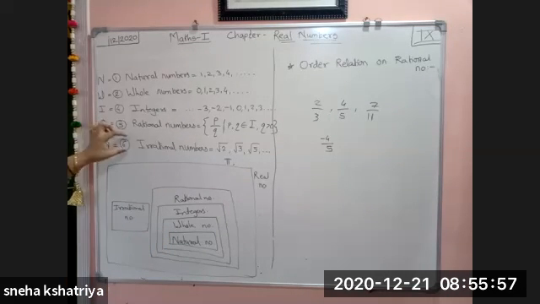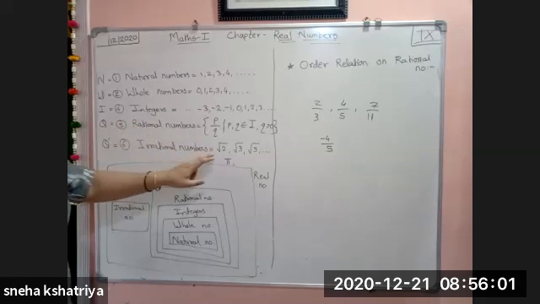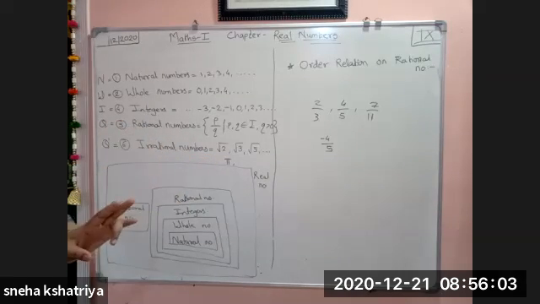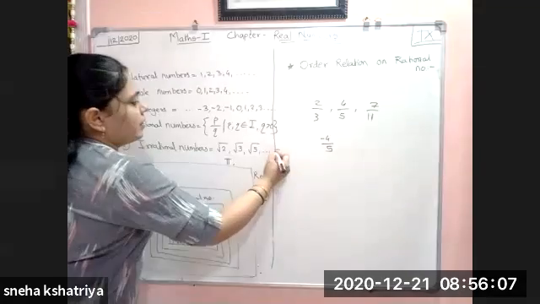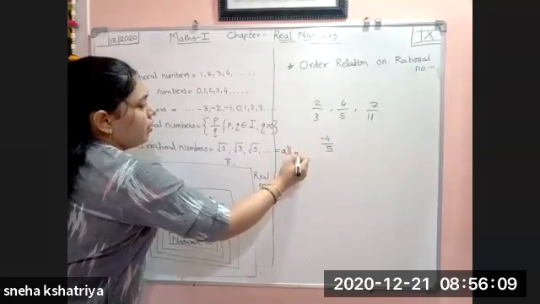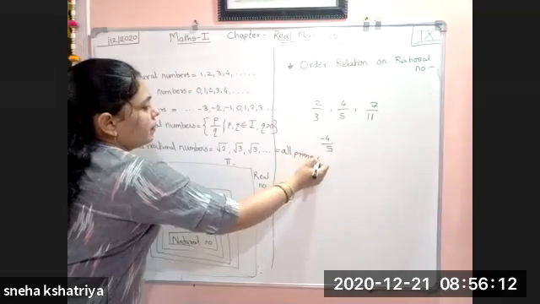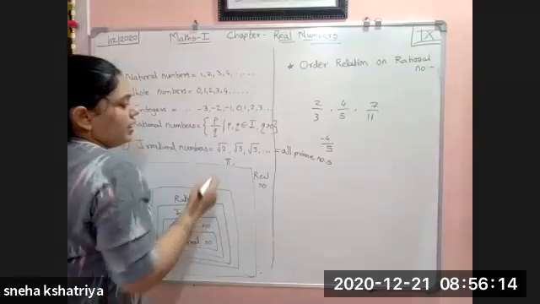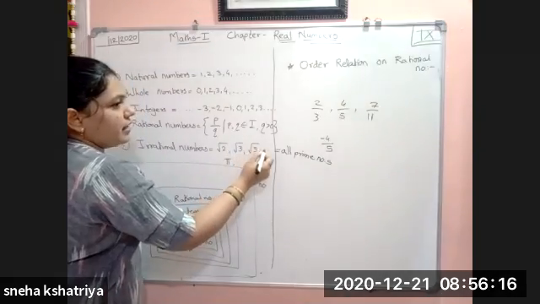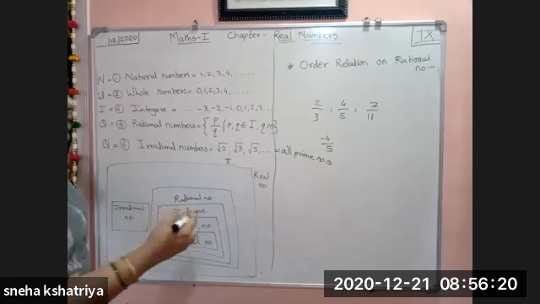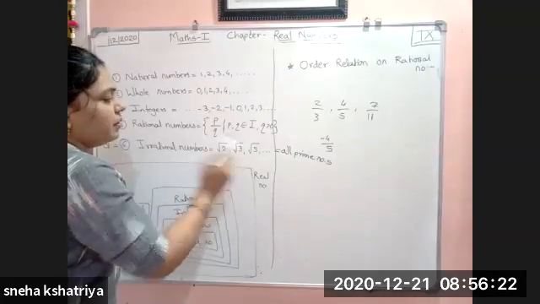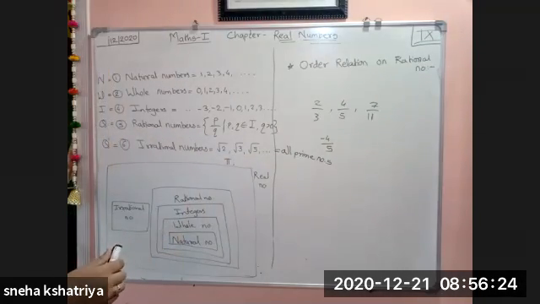Then comes the irrational numbers. What are the irrational numbers? Irrational numbers are simply the prime numbers put in a square root. All prime numbers: 2, 3, 5, 7, 11, all the prime numbers whatever we are having, just put them in the square root.